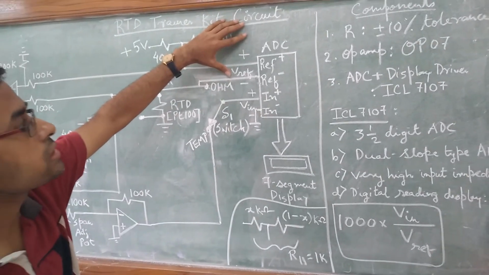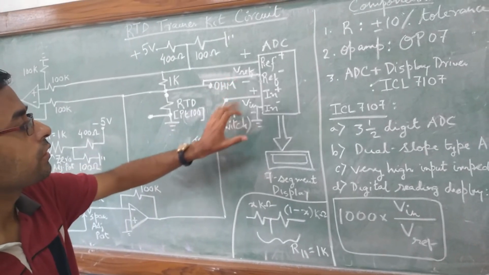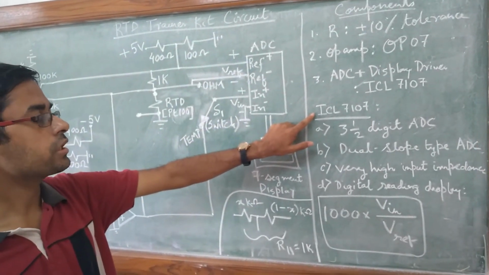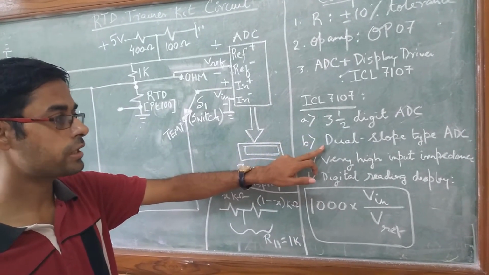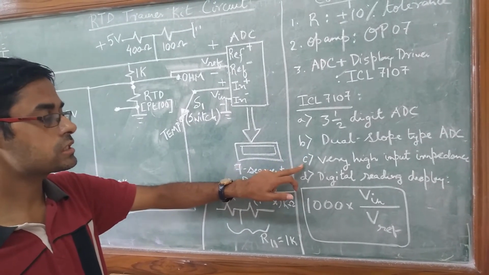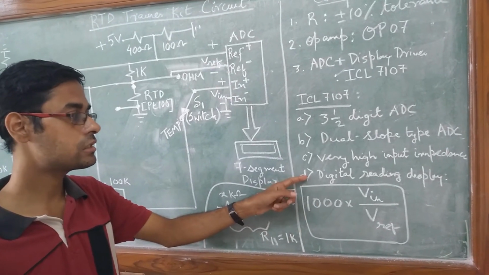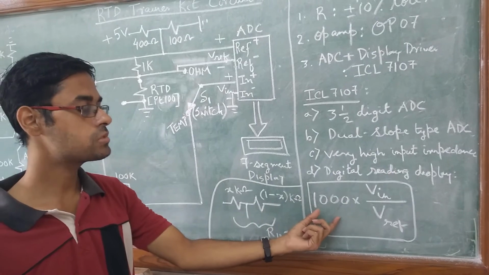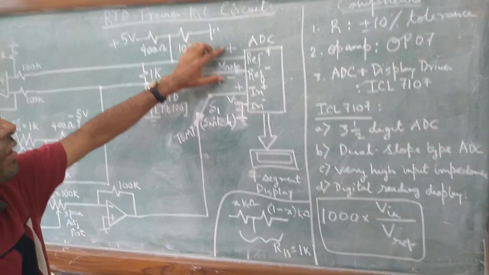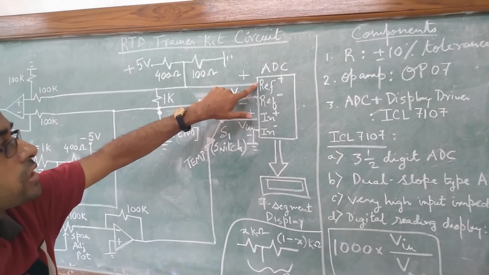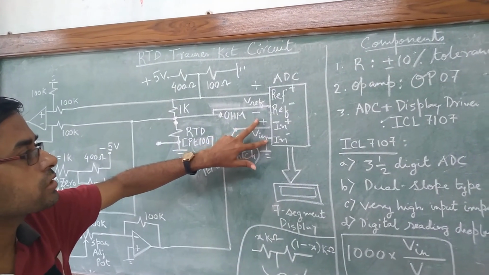So looking at this ADC, you have the reference terminals and the input terminal, and ICL7107 has the following properties. It's a 3.5 digit ADC which is of dual slope type. It has a very high input resistance, and this is based on ratiometric display. So the digital reading that you find here is 1000 times V in by Vref, where Vref is the voltage difference across the reference plus and the reference minus terminals, and V in is the voltage difference between these two input terminals.